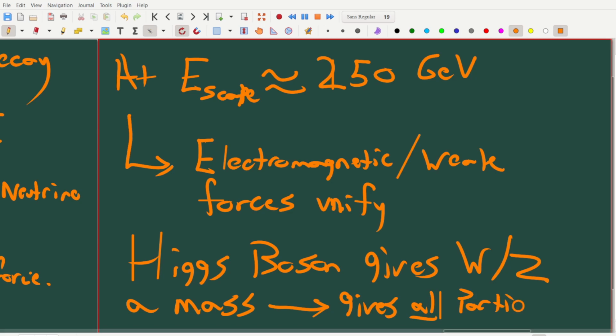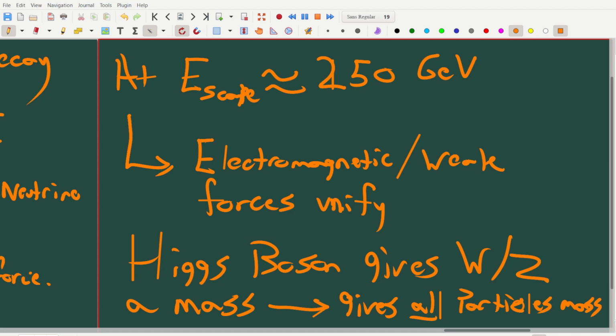That the Higgs boson actually guarantees that all particles of mass have mass. The mechanism that the Higgs boson provides is that once you drop below the scale, all of the low energy particles that you know and love, ones that are massive, have mass because the Higgs boson gives them mass. So the force, if you will, that the Higgs boson mediates is mass. It's the thing that creates mass.